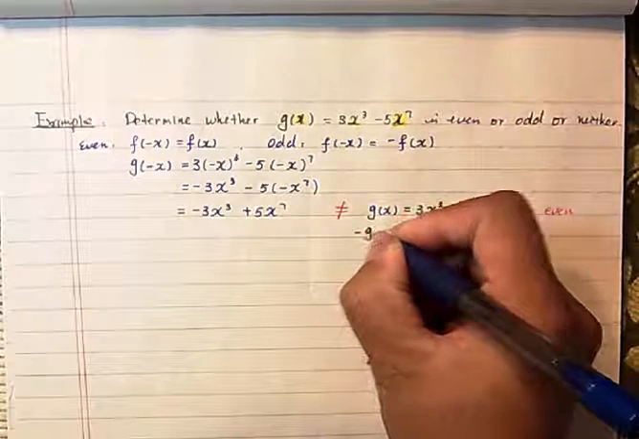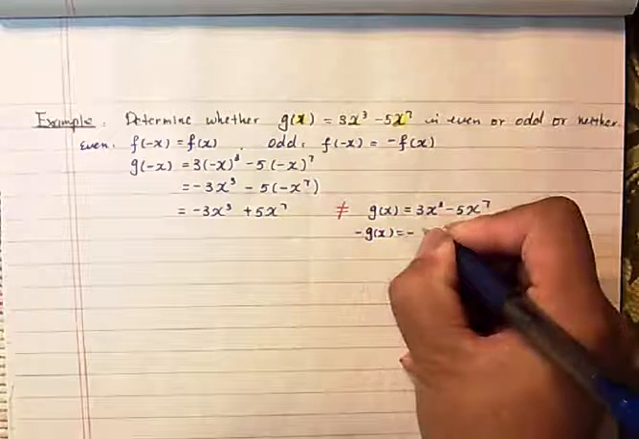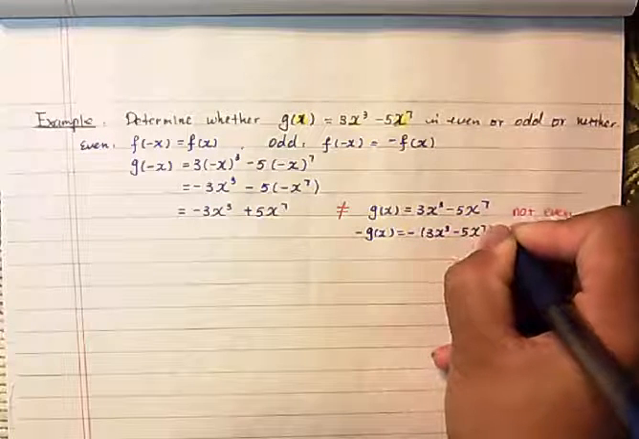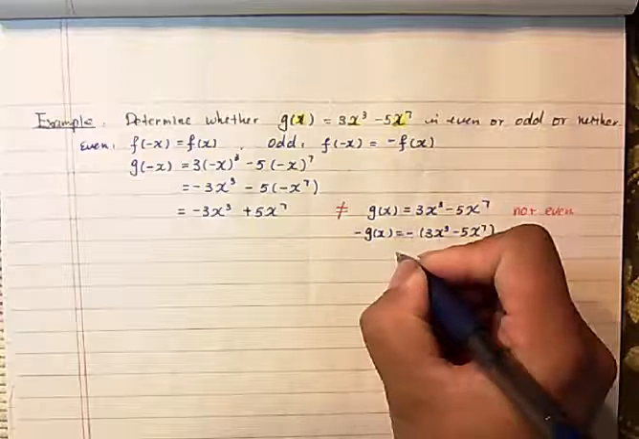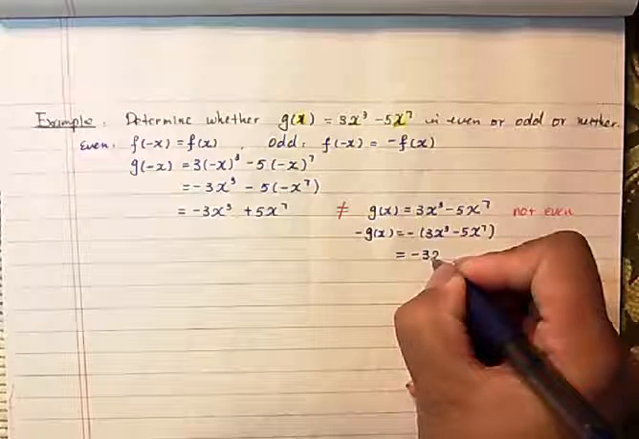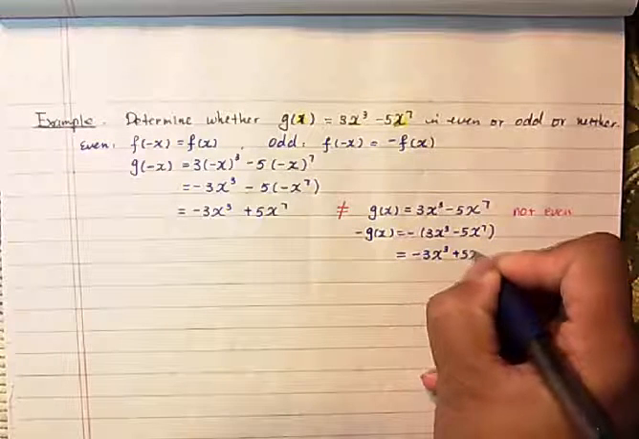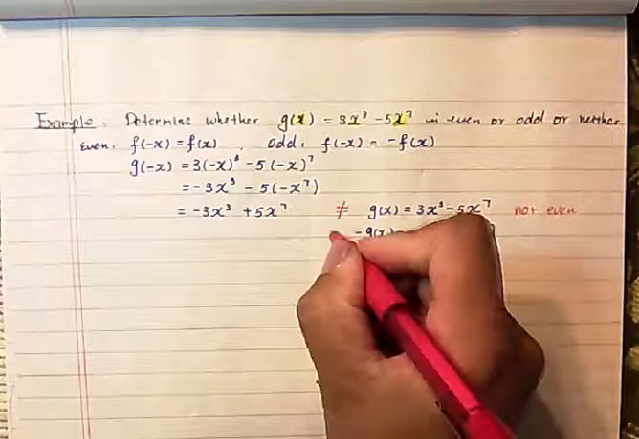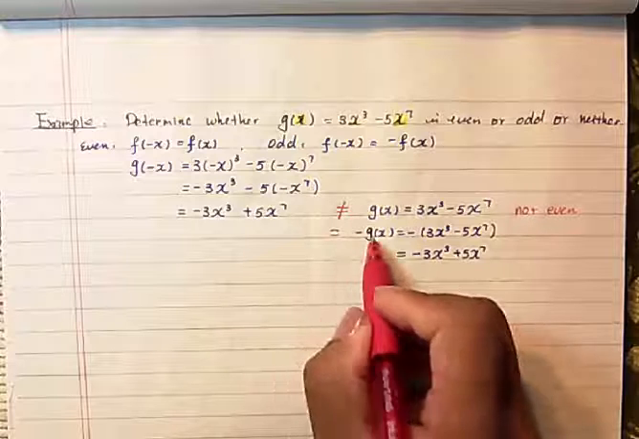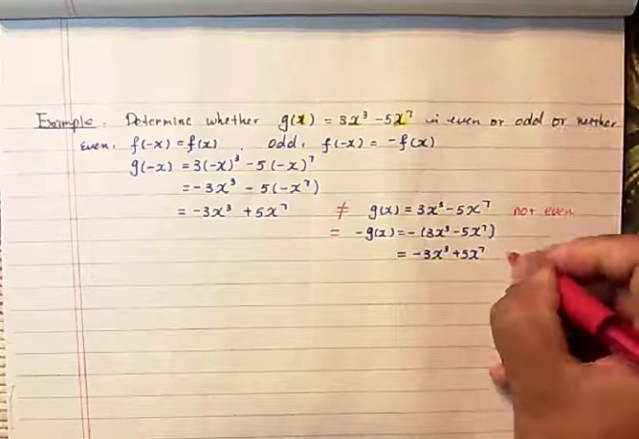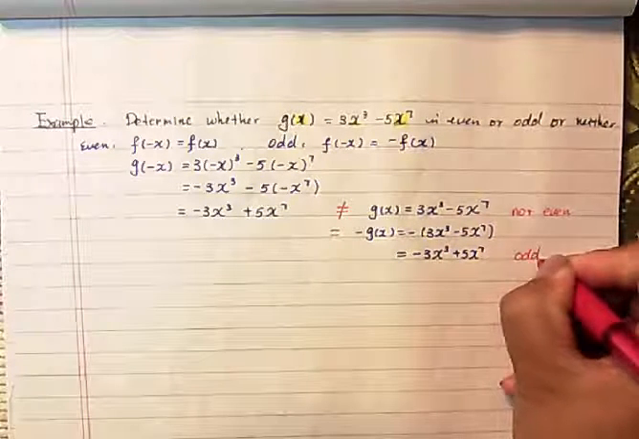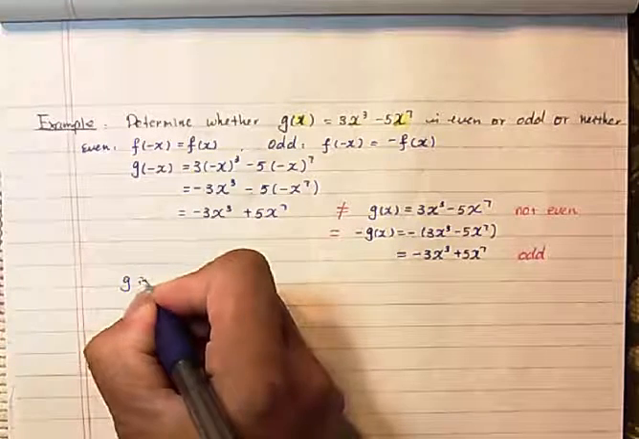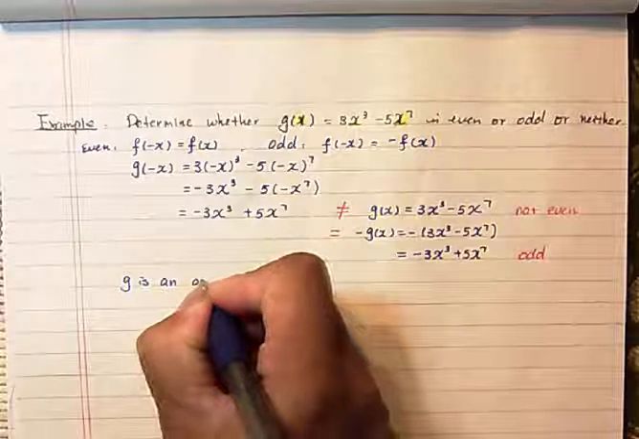Okay, negative g of x is equal to negative times 3x cubed minus 5x^7. Distribute the negative inside, we get negative 3x cubed plus 5x^7. Well, it seems like they are exactly the same, so that's the same as negative g of x. By the definition, we can conclude that it is an odd function. So therefore, g is an odd function.